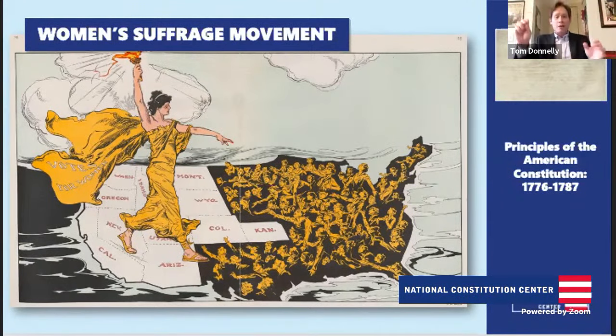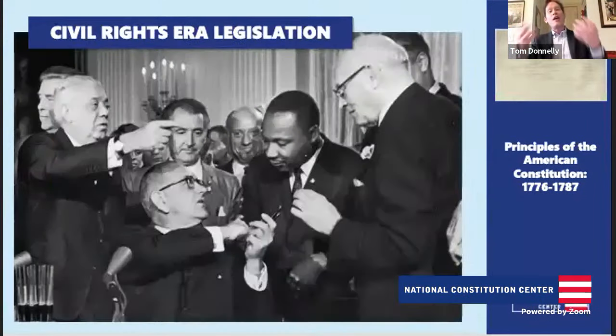The flip side, Curry, is that by creating a national government, we can also give the national government power to tell the states, no, you can't do that. No, in America, that is not the way we do it. Classic example there is civil rights legislation.